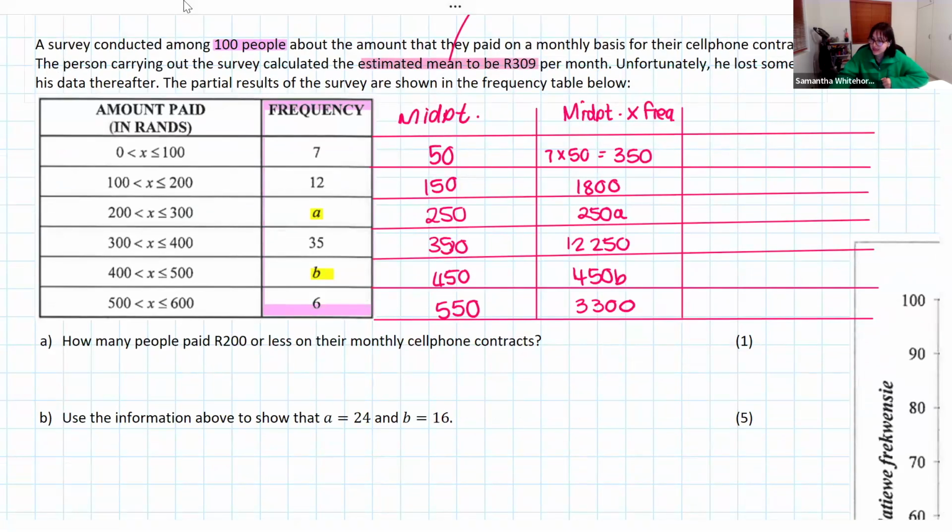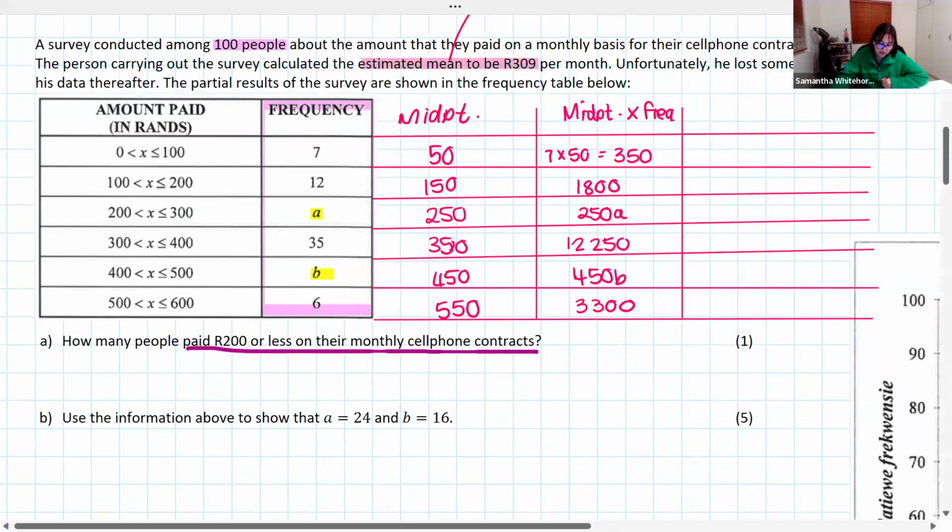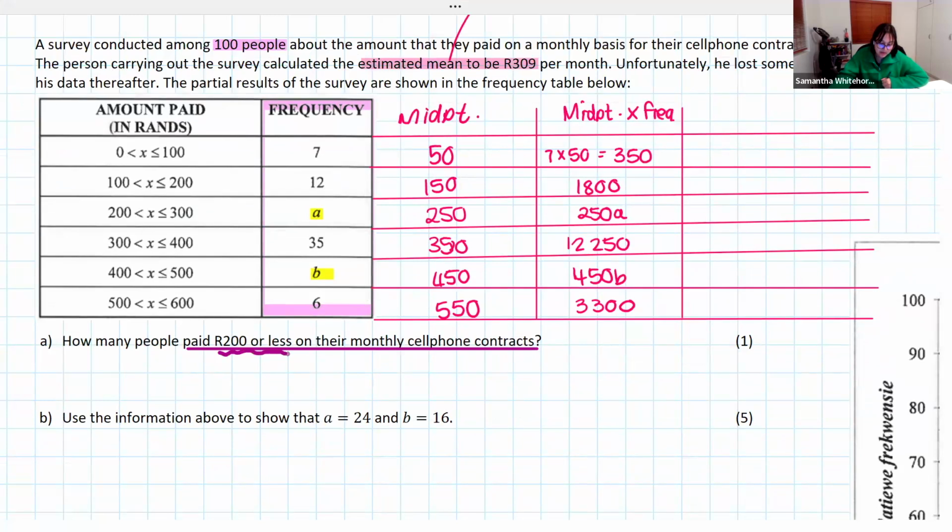First question says, how many people paid 200 Rand or less on their monthly cell phone contracts? Now, really importantly, we're saying 200 Rand or less. There's the 200 Rand, and we're including 200 Rand because it says 200 or less. So it can be 200 or it could be less than.